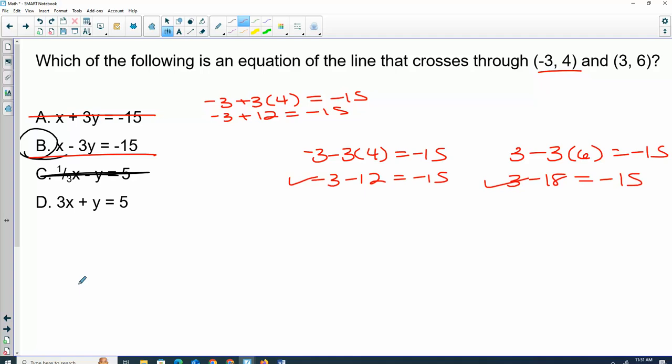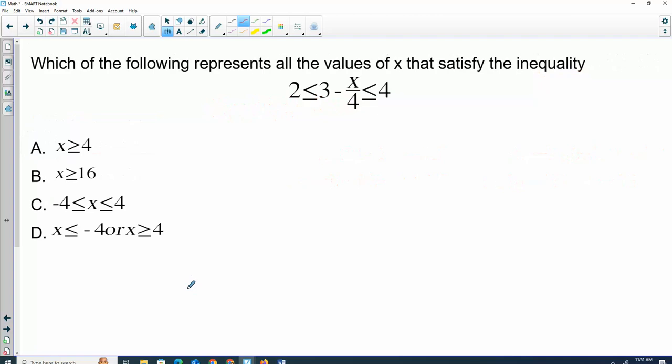I want to do just a few inequality questions and then we'll be done for today. If I ask you to solve this inequality, it's like solving an equation. You have to get x by itself, so what would you do first? If you do it from the middle, you do it on both ends. So we get -1 is less than or equal to -x/4 is less than or equal to 1.